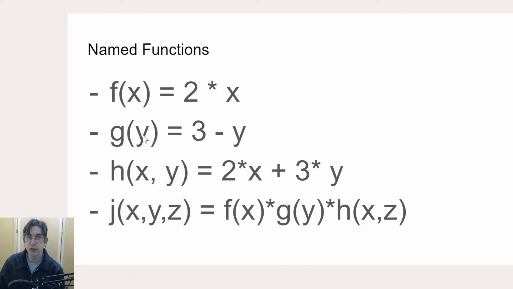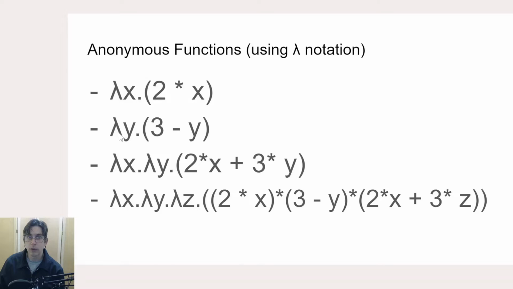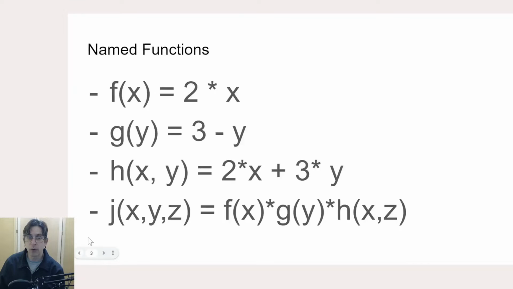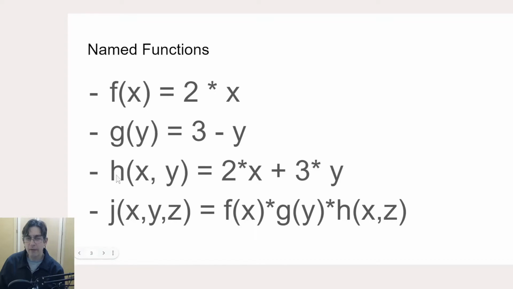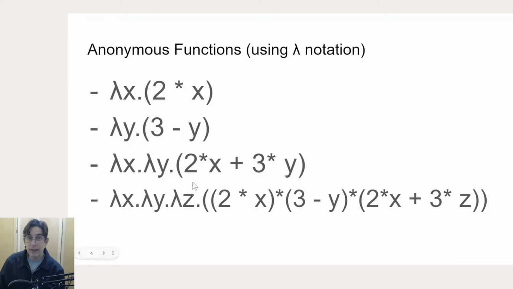So for g, I would have lambda y 3 minus y, and for h, I would have lambda x, lambda y 2 times x plus 3 times y. So this is not exactly the same thing, because here I have h with 2 arguments, and here what we actually have is lambda x, lambda y 2 times x plus 3 times y. This is a function and this is another function.